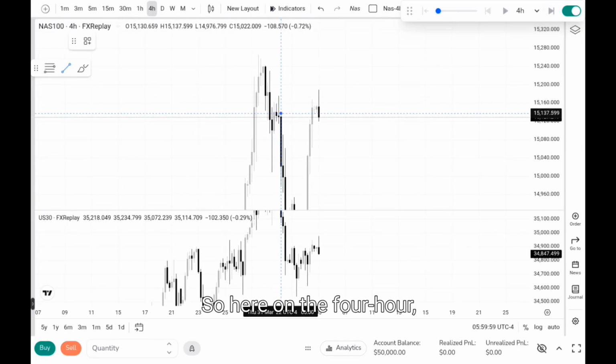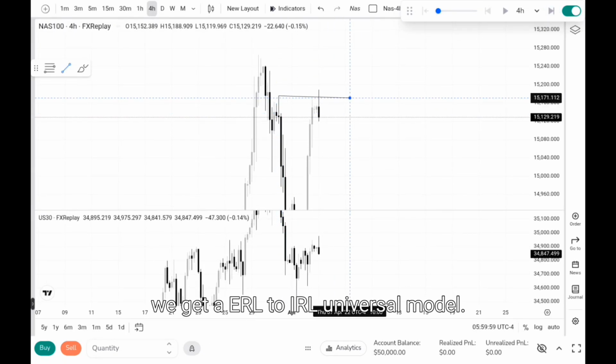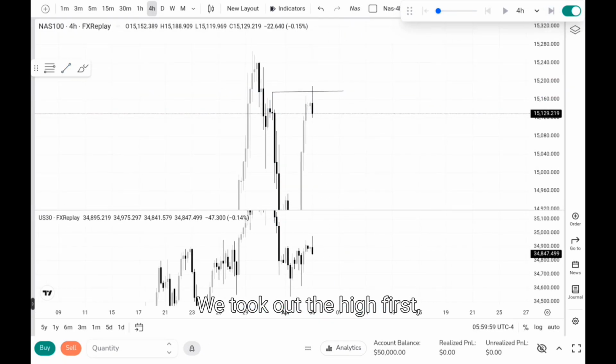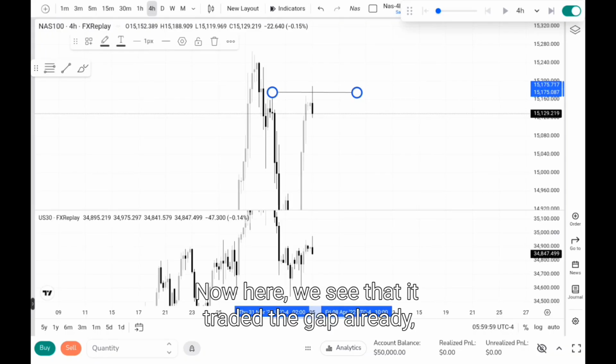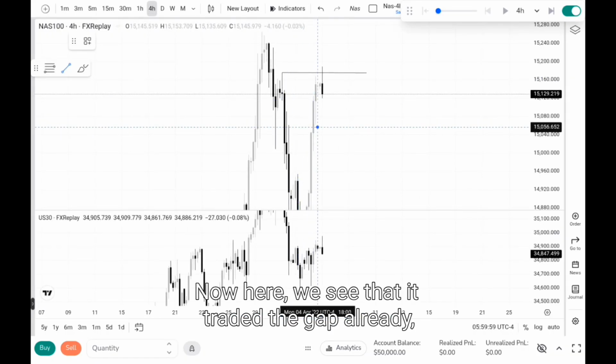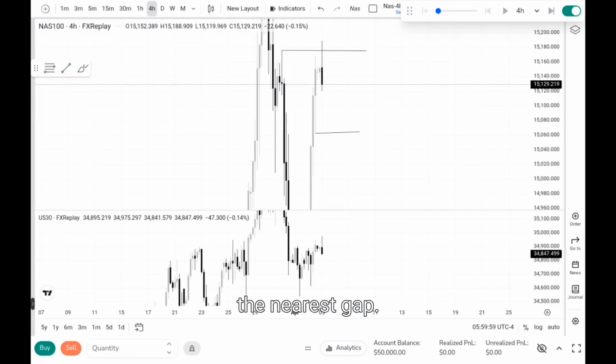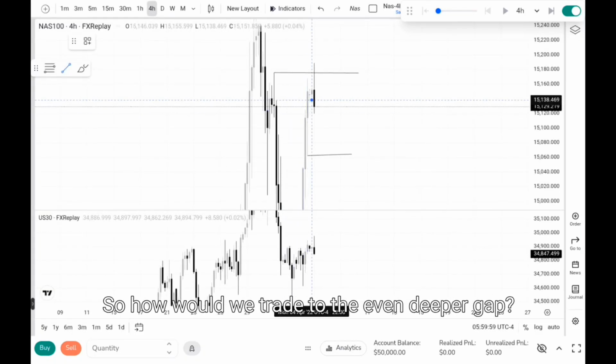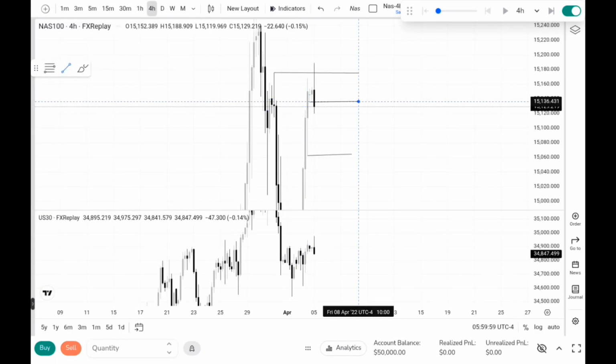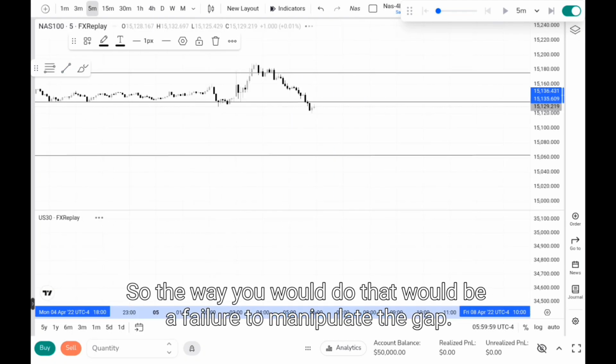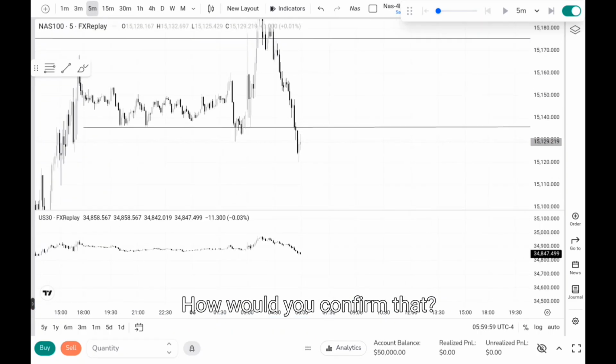Now we'll move on to the next day and see what we get. So here on the 4-hour we get an ERL to IRL universal model, right? We took the high first, so we're going to target the gap. Now here we see that it traded to the gap already, like the nearest gap. So how would we trade to the even deeper gap, right? The way you would do that would be a failure to manipulate the gap, right?